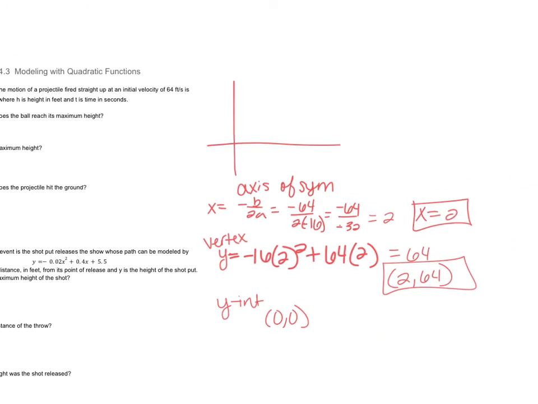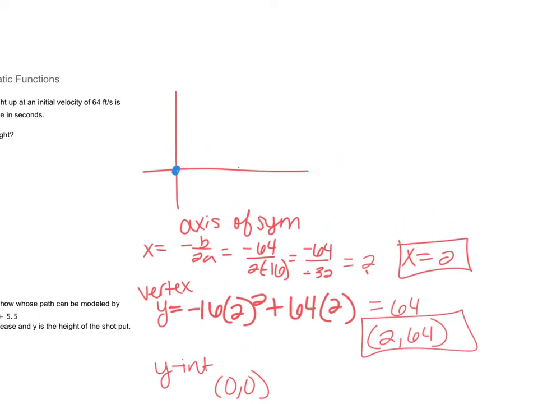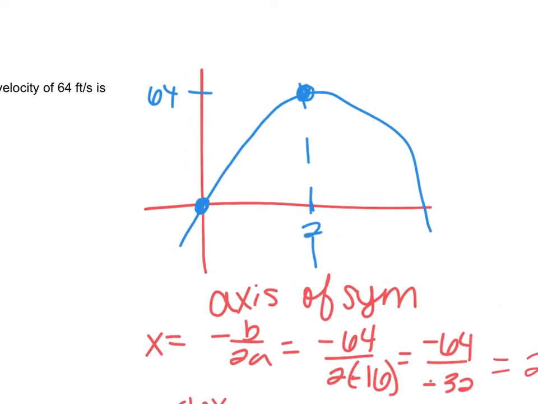So let's sketch a graph. We know it starts at (0, 0) on the y-axis, and then the axis of symmetry is at 2, and we're just kind of sketching a graph. The vertex is at (2, 64), so it's about right there. So this graph looks something like this, okay? So let's talk about what all the pieces mean. This is where it starts, right? It starts at 0, on the ground, and then this is where it falls, or lands.